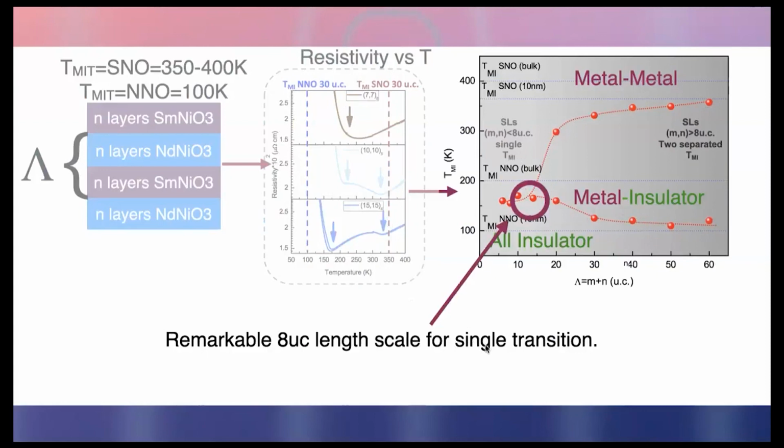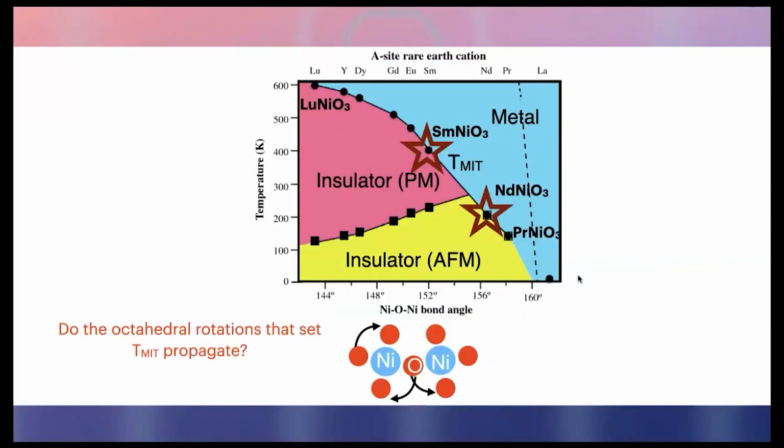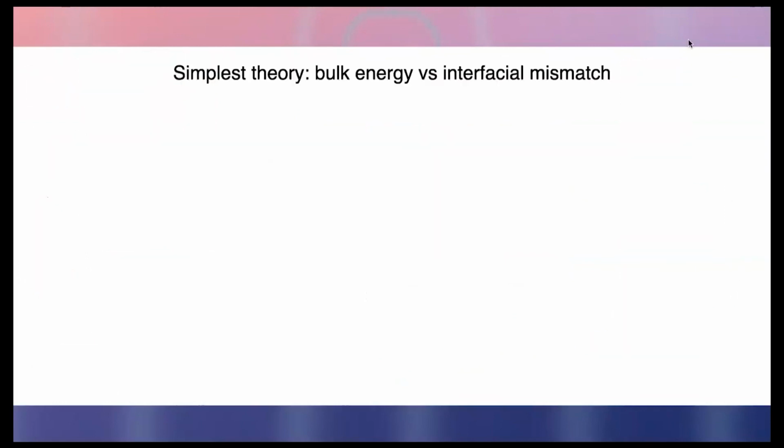There are questions, of course, like is there intermixing? And the answer is no. You can see the experiment is very clean. And then one question is, do these octahedral rotations that set the TMIT in the bulk material propagate? And the answer is no, whether you look at DFT calculations or you look at TEM. Though, it's worth mentioning in TEM, you can't really measure the octahedral rotations as much as you measure other structural modes associated with them, the displacement of the rare earth in particular.